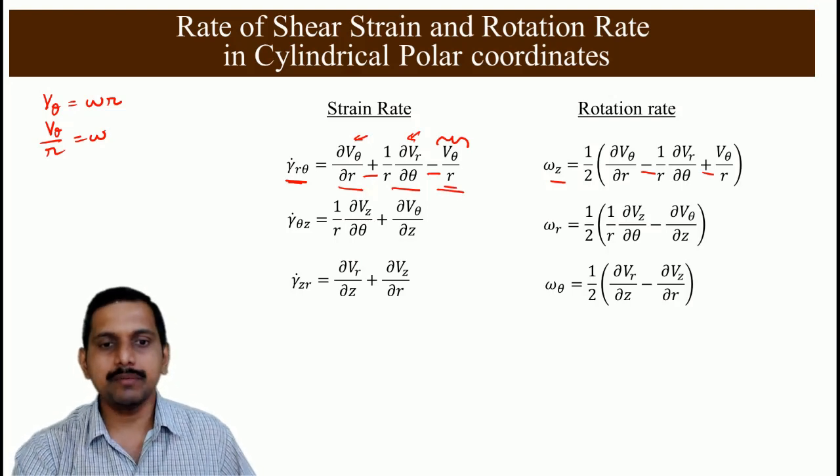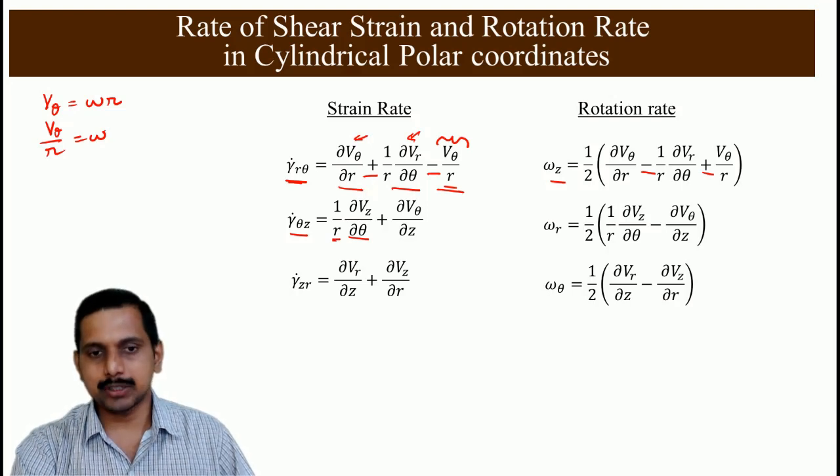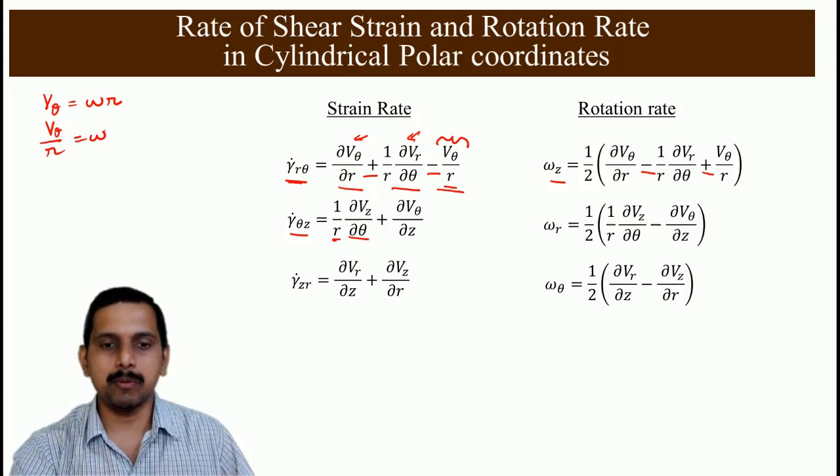If you observe here, in the case of theta z, we see dou vz by dou theta. Now theta, you know, angle is without dimension, so r is multiplied by that. So it is dou vz by r dou theta. Rest everything is the same. So wherever plus is there, you have to put minus over here.